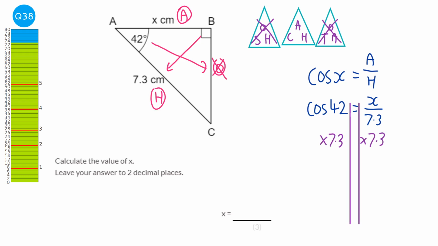And when we do that, 7.3 times cos 42, and be careful when you type in cos 42, close the brackets, then times it by 7.3. A lot of calculators open brackets when you type in sine, cos or tan. And we get 5.424 and so on equals x. So rounded to 2 decimal places, it will be 5.42.